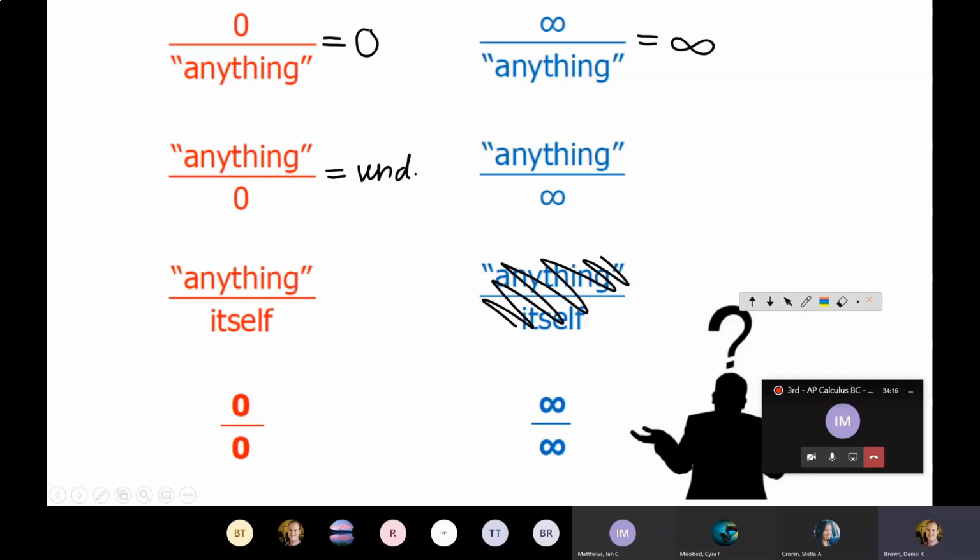Moving across, think about this one. What would be anything divided by a really huge number? So kind of start thinking about fractions where the denominator is super, super, super big. What would anything divided by infinity become? One over infinity. So we have 1 over infinity.